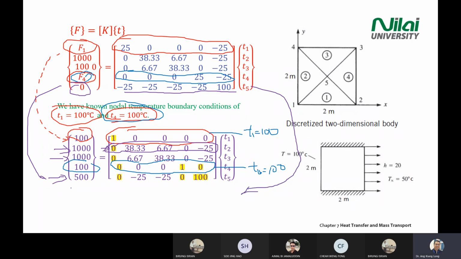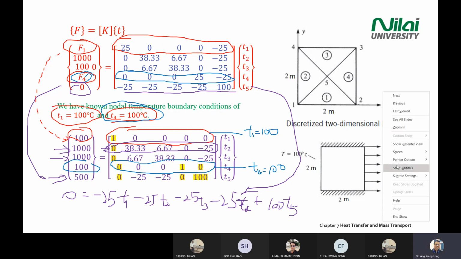So how do you get 500? You rewrite this equation: 0 equals minus 25 T1, plus minus 25 T2, plus minus 25 T3, plus minus 25 T4, plus 100 plus 100 T5.